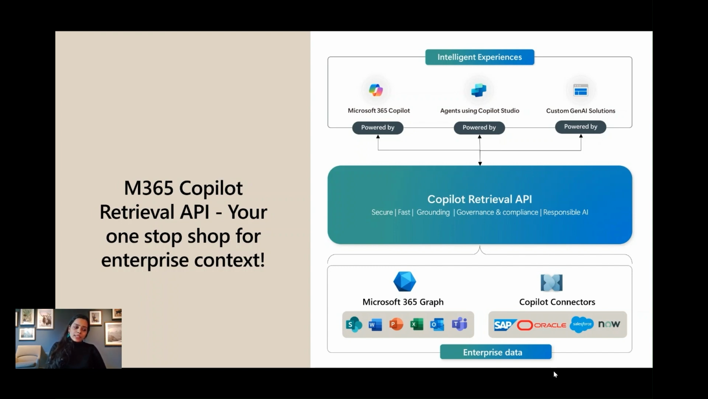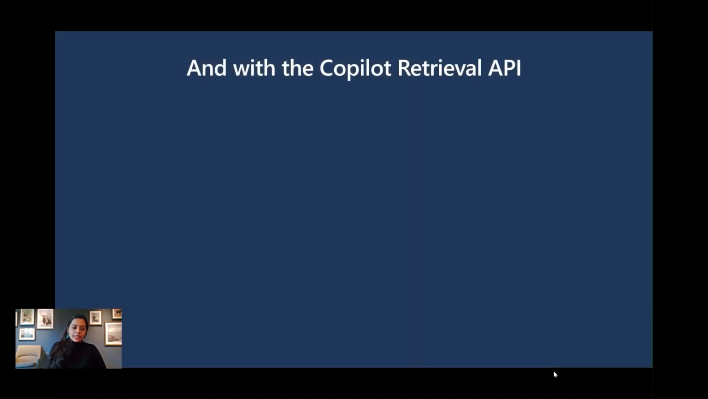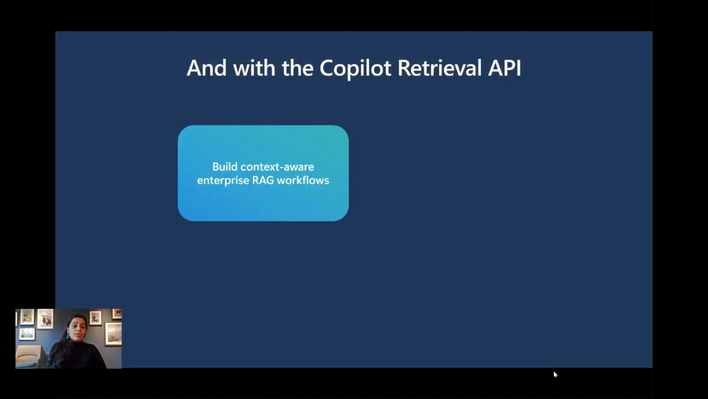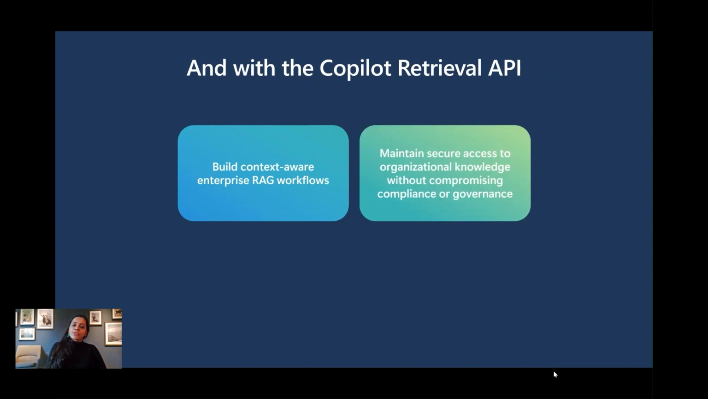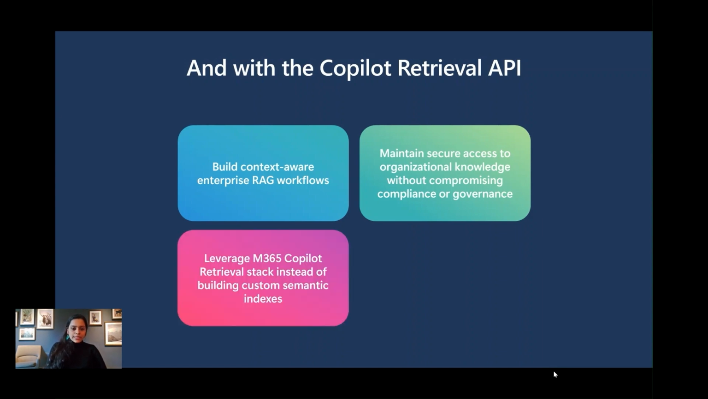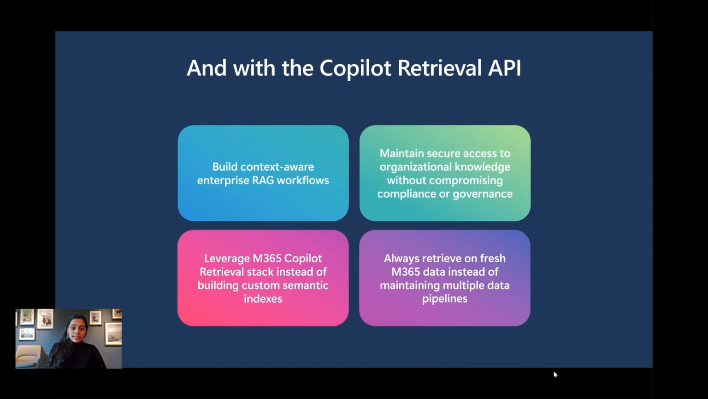And with the M365 Copilot Retrieval API, not only can you build context aware enterprise RAG workflows, you can also maintain secure access to your organizational knowledge without compromising on the compliance or governance aspects. You can always leverage the M365 Copilot Retrieval stack instead of building custom semantic indices. And you can always retrieve on fresh M365 data instead of maintaining multiple parallel data pipelines or sources.